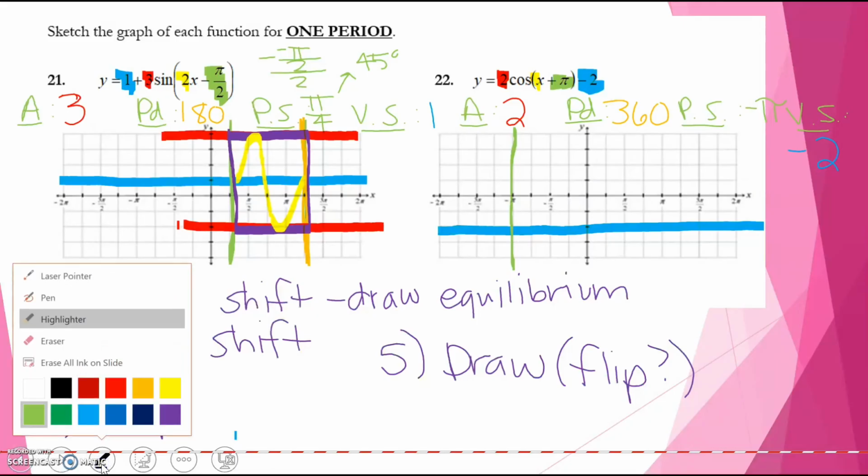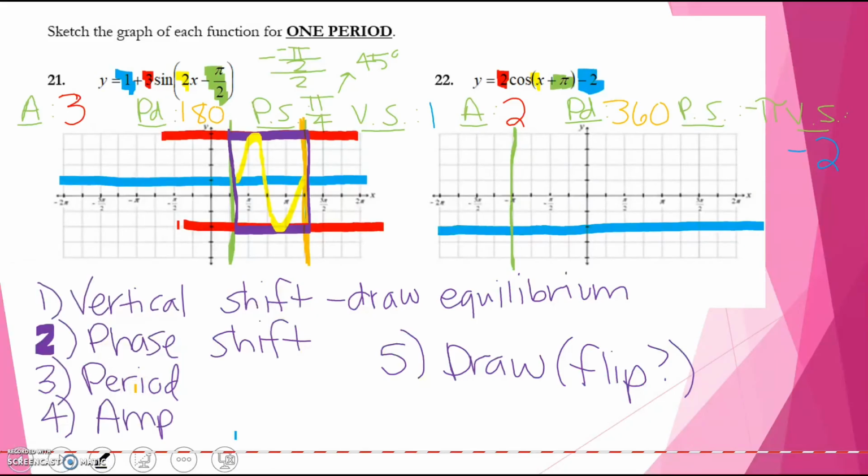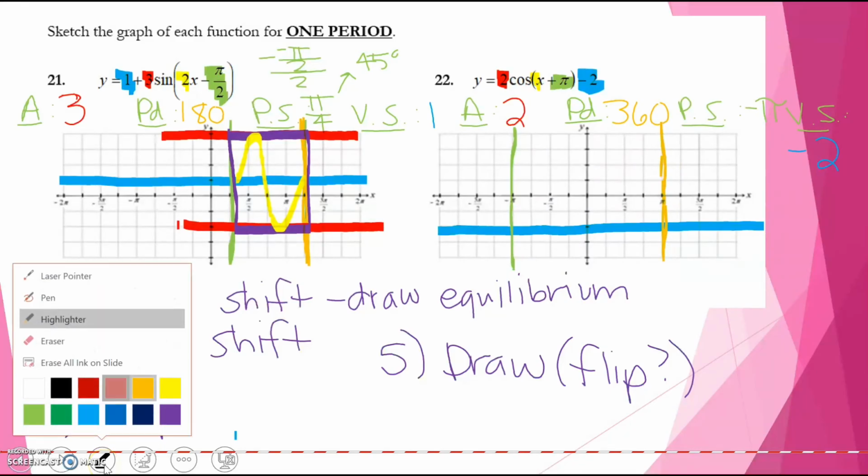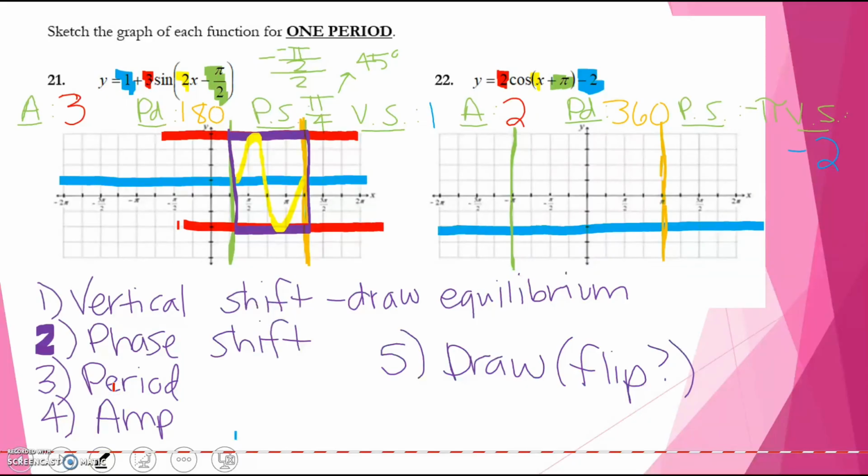So then I do the period. So the period for this one is 360. So from negative pi, it needs to go over 360. So 360 is the same thing as 2 pi. So it would go all the way until regular pi, because that's 2 pi's from the negative pi. The next is the amplitude. So the amplitude is 2. So from the equilibrium, from the blue line, it's up 2 and down 2.